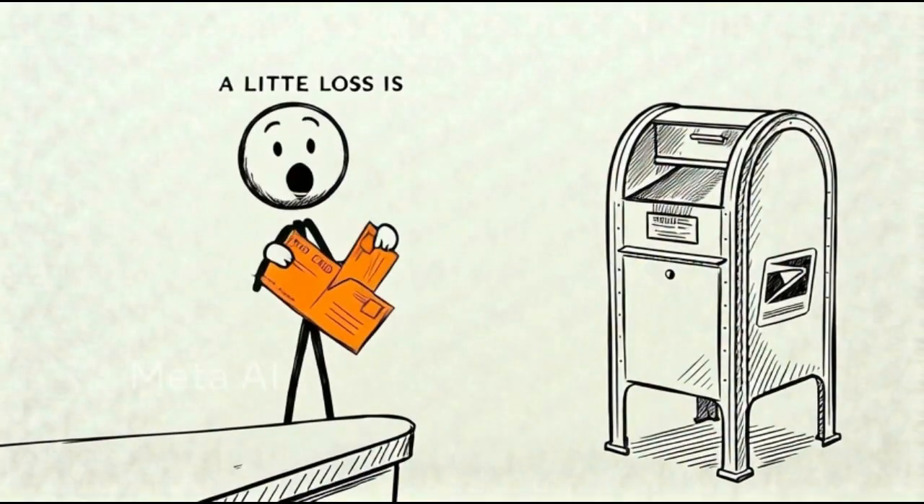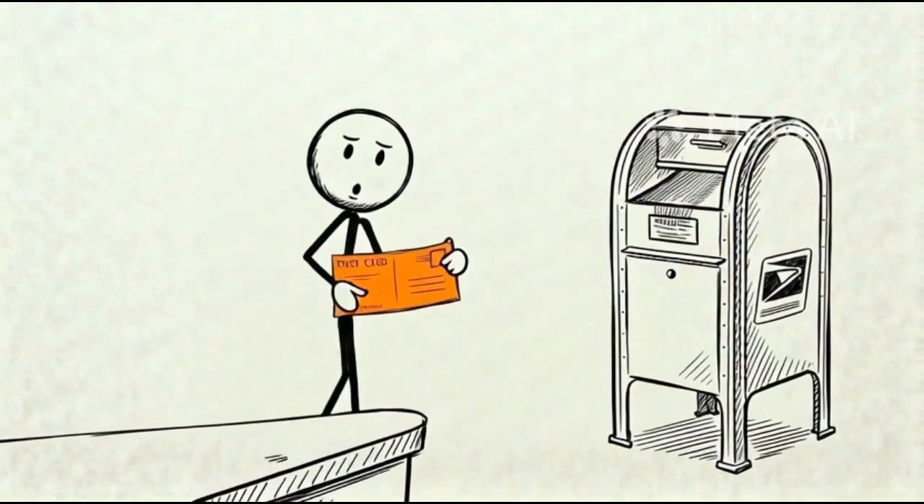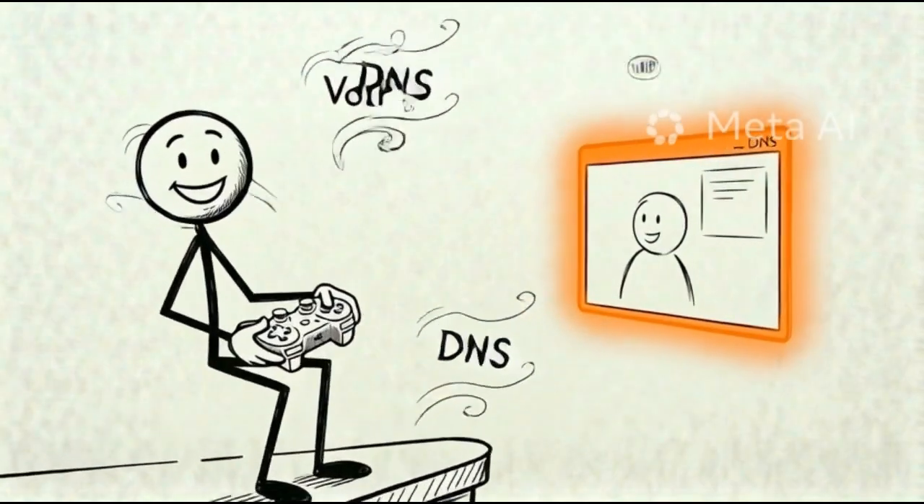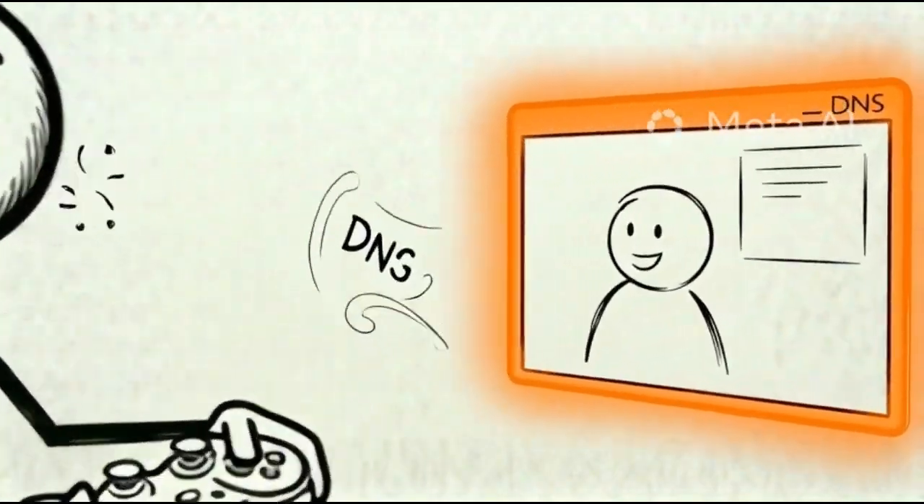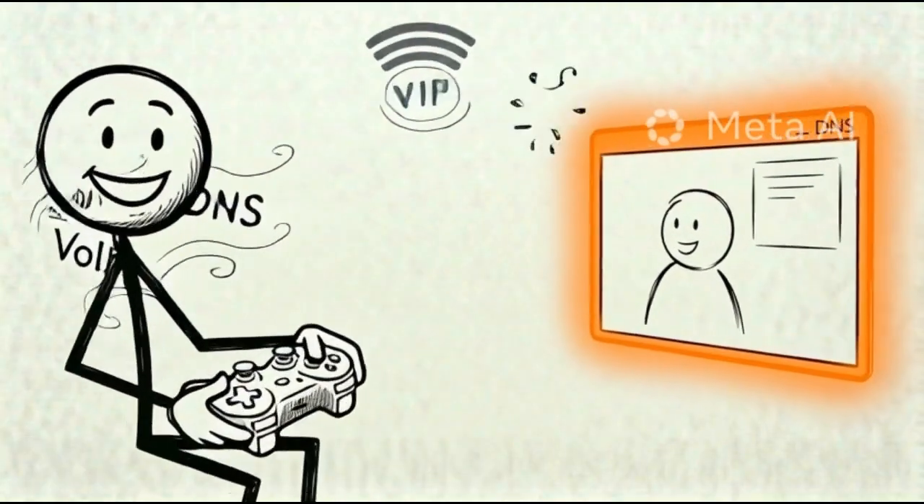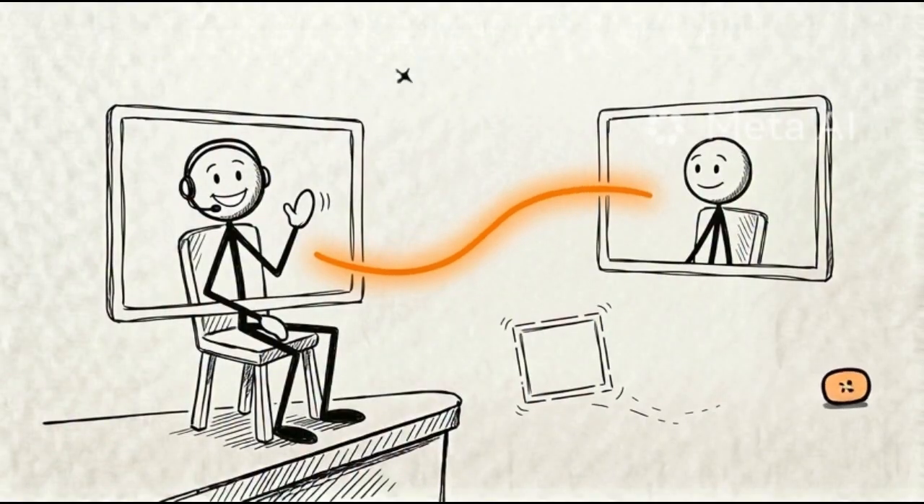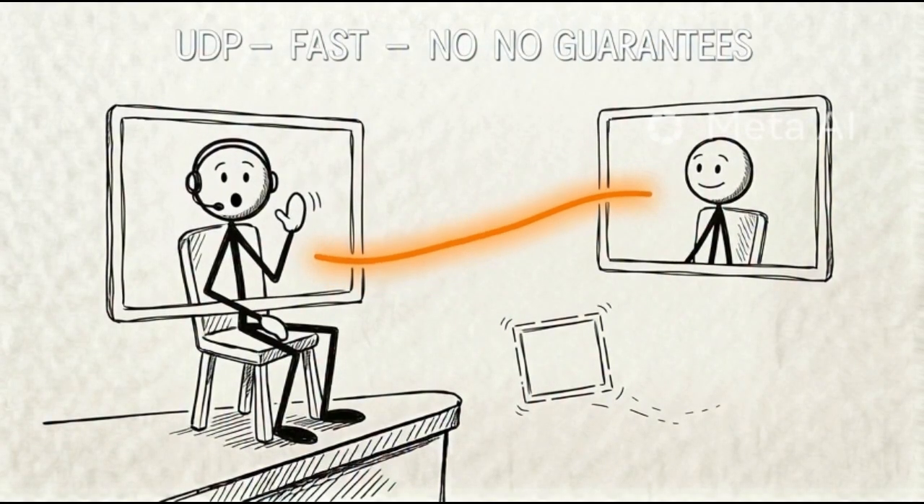This is perfect where speed matters more than perfection, and a tiny bit of loss is invisible. Live video calls, online gaming, voice over IP, and DNS lookups all lean on UDP. In a call, retransmitting a lost frame would arrive too late to matter. So UDP simply moves on and the call stays smooth.